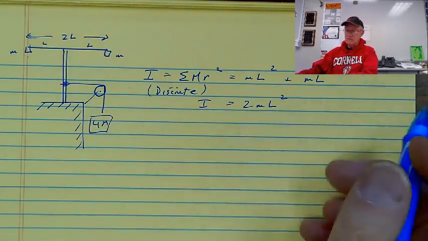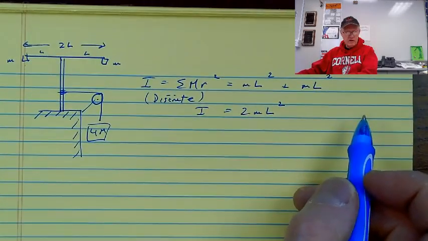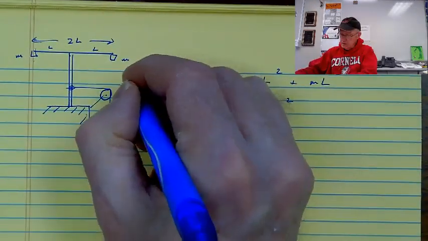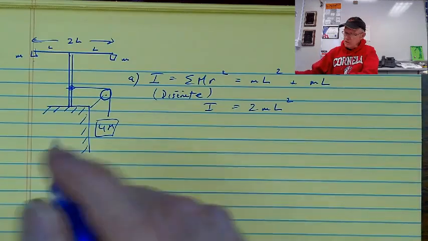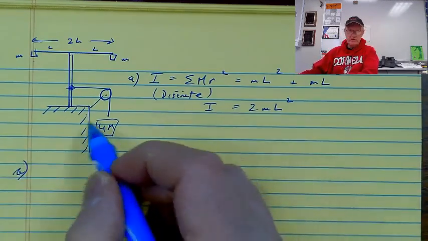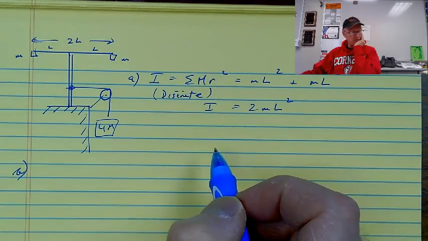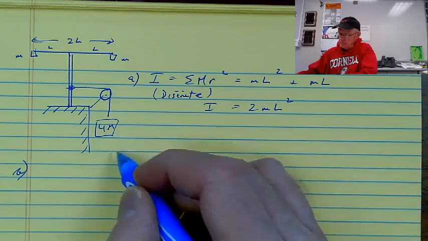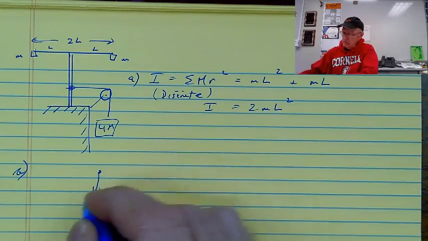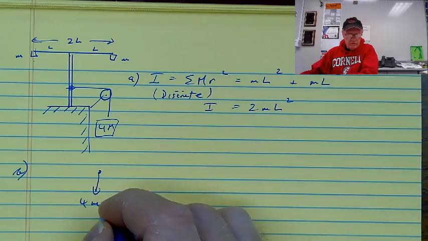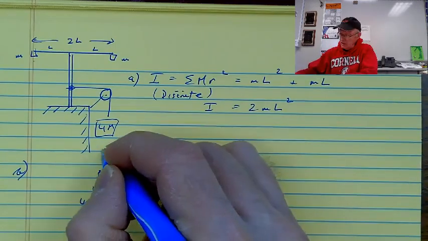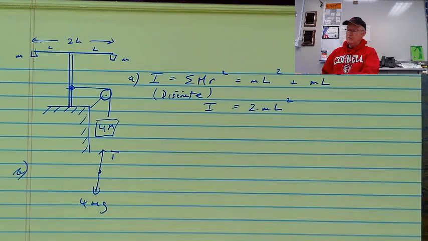Here's where we get into some trouble. This is where I would call this the hardest part of the problem. So let's do a free body diagram for the block. We have 4mg downward, and we have tension upward. Now, we also have happening right in here a torque that involves tension. I'm just going to write T right there, so we're also thinking about torque equaling I alpha.